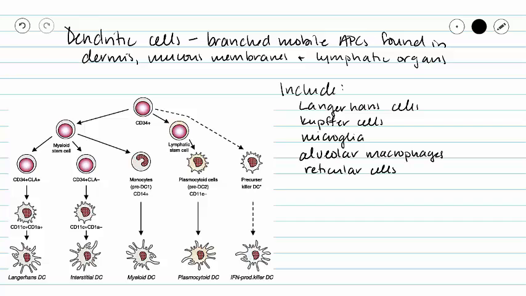Lastly, we have our dendritic cells. Dendritic cells kind of fall under the auspices of a macrophage because they're branched mobile antigen presenting cells found all over your body, such as your dermis, your mucous membranes, and in your lymphatic organs. So these dendritic cells can include Langerhans cells in our dermis. They could be Kupffer cells in our liver, microglia in our central nervous system, alveolar macrophages in our lungs, or reticular cells that are stationary APCs in our lymphatic organs.